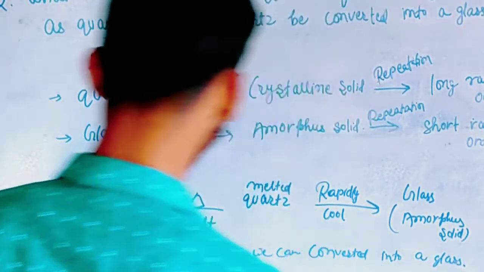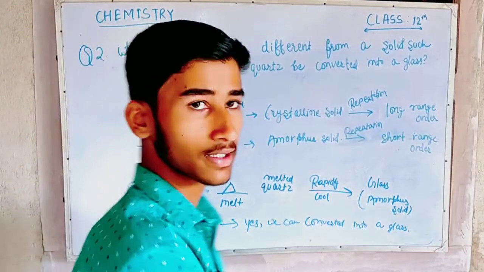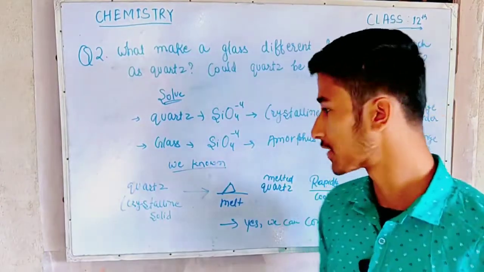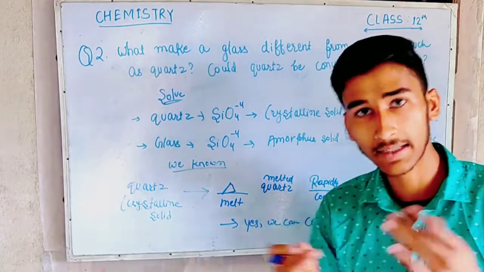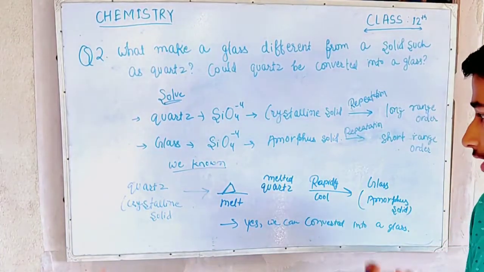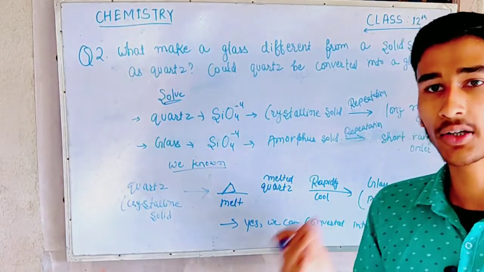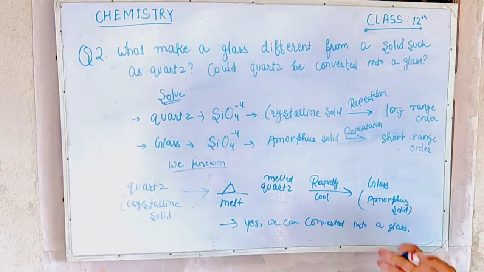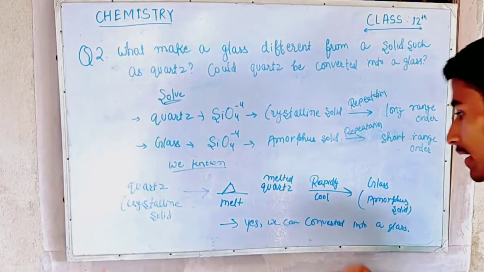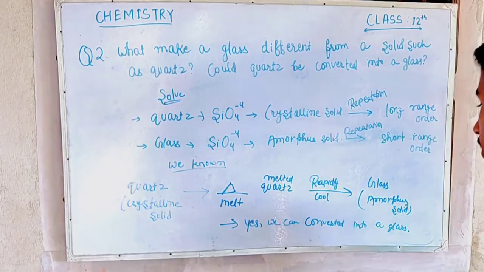So this is the main process. How can we convert quartz into a glass? We all know that quartz is a crystalline solid, and when we melt it, it will be converted into melted quartz, right? When we rapidly cool it, it will be converted into a glass. And we all know what glass is. A glass is an amorphous solid. So yes, we can convert it into a glass.